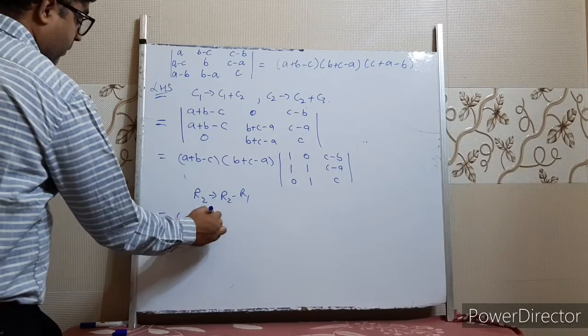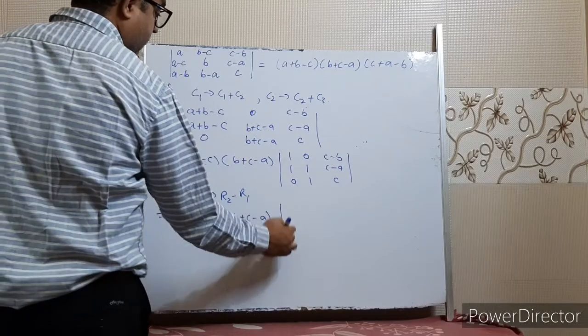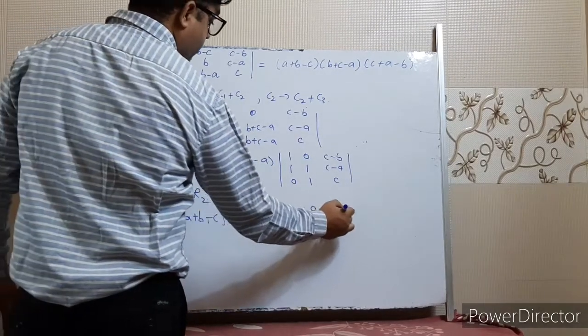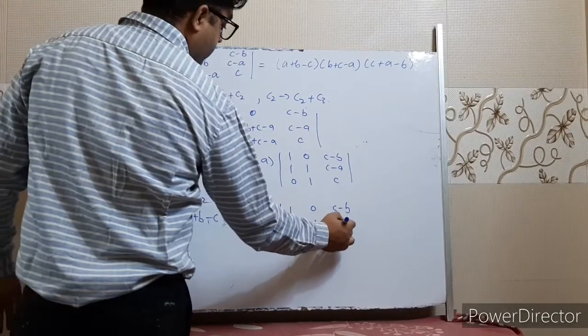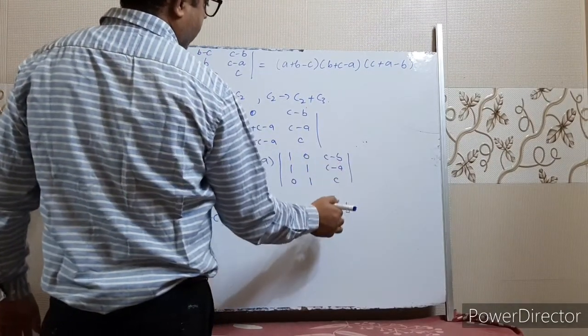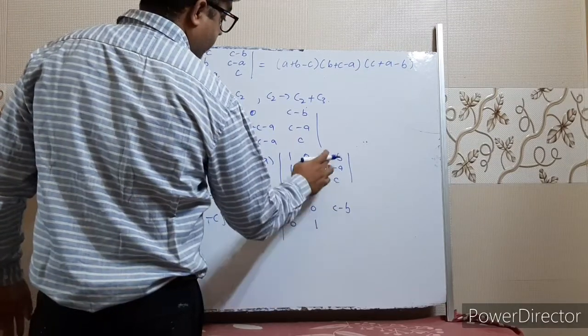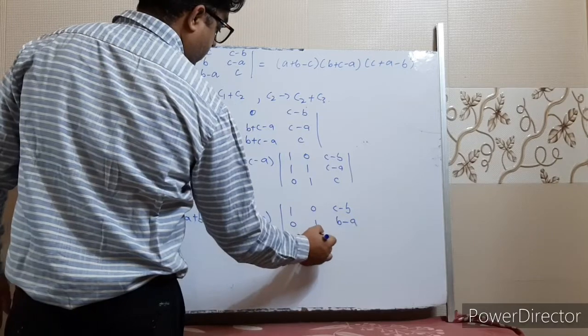A plus B minus C. B plus C minus A. 1, 0, C minus B, 1 minus 1, 0, 1, C minus A. So minus B, when we subtract, this minus B will become plus B. Right? So we'll get B minus A. Third row will remain same.